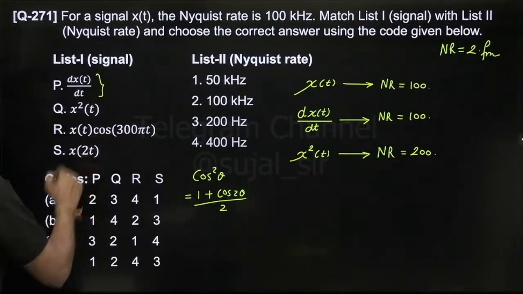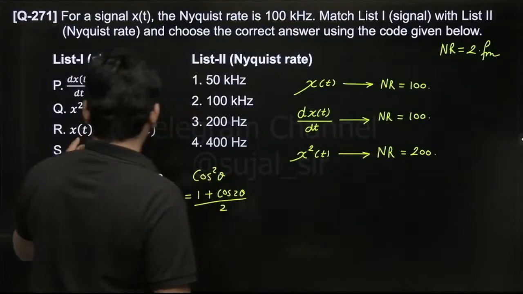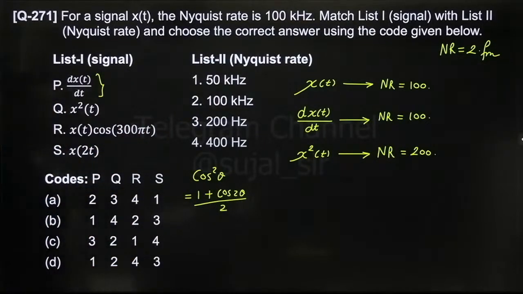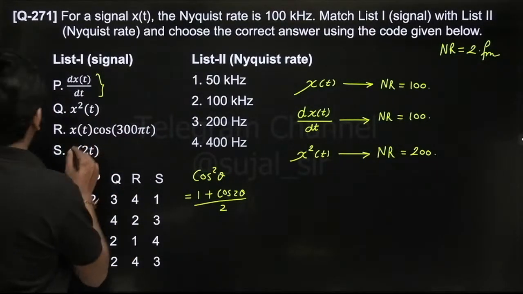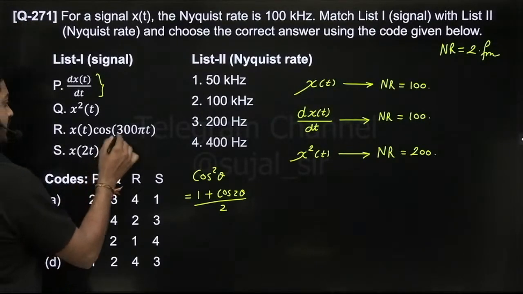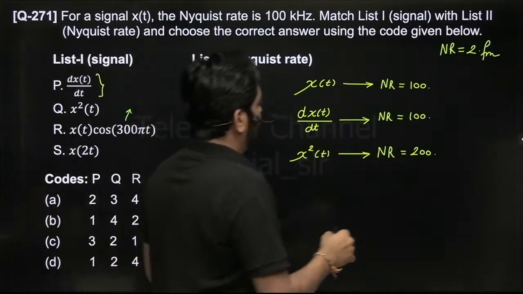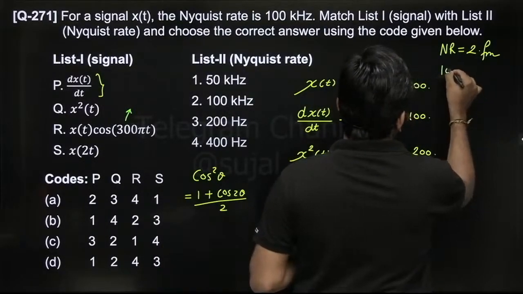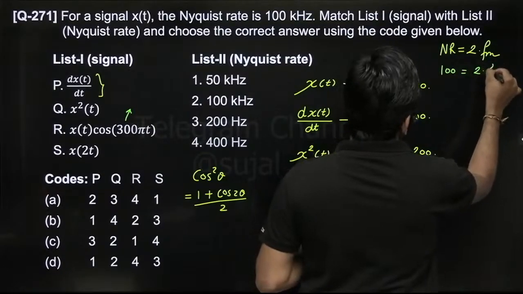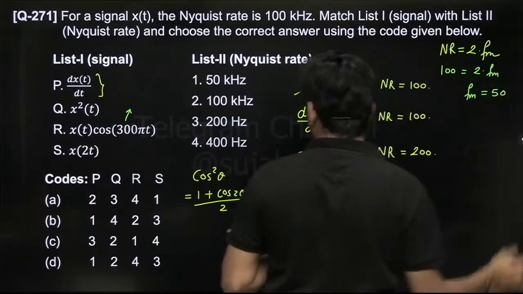Now x of t into cos 300 pi t. This is the interesting part. This is a multiplication with cos 300 pi t. Here, see, if the Nyquist rate is 100, then what is the maximum frequency? It will be 50, guys. The maximum frequency will be 50.